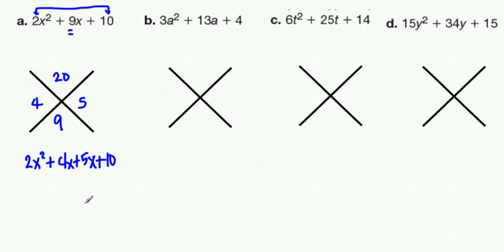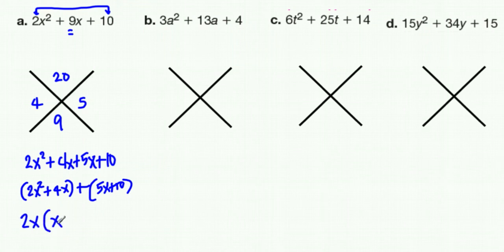So in lesson 1, we use grouping. So we will group them now. There are 4 terms, so we can use grouping. I can group 2x squared plus 4x. And I'm going to group 5x plus 10. Okay. Find the GCF of 2x squared plus 4x and factor it out. That would be 2x. If I factor out 2x, I'll be left with x plus 2. And I factor out 5, I'll be left with x plus 2 as well.